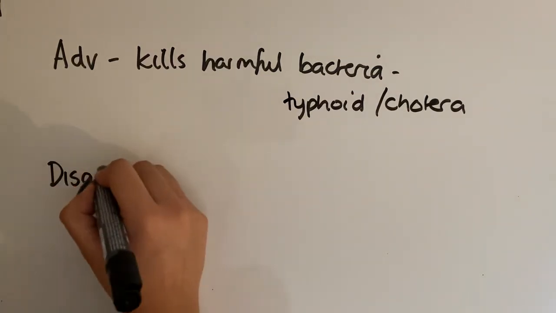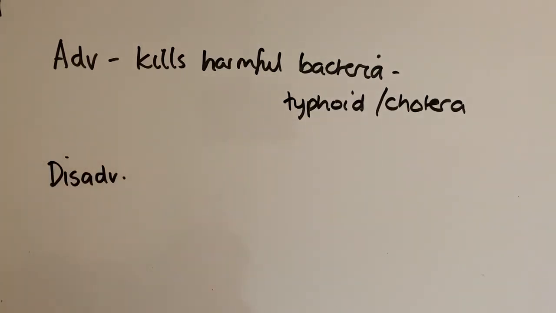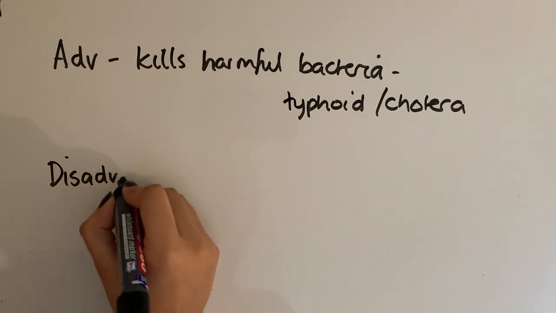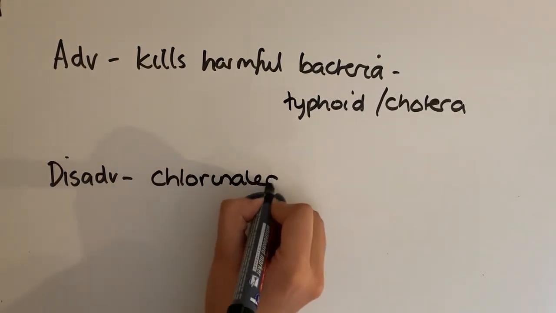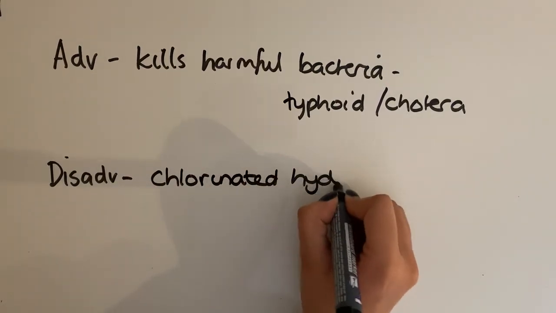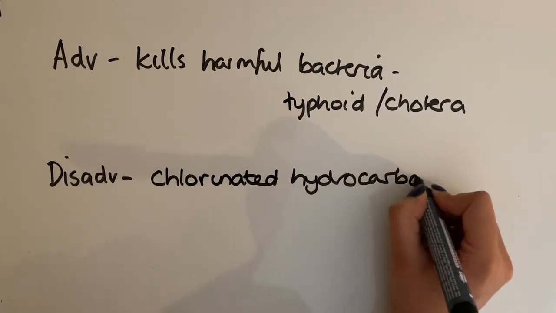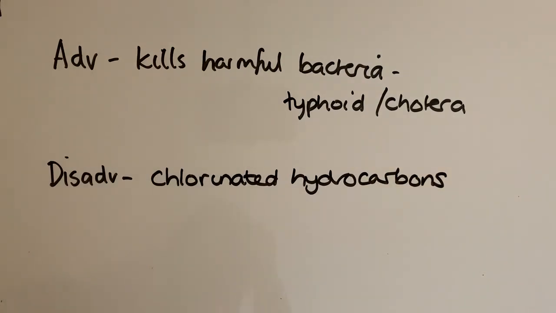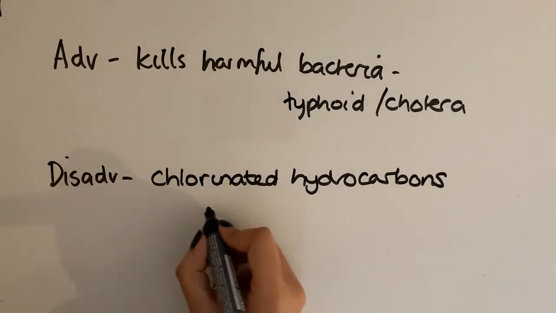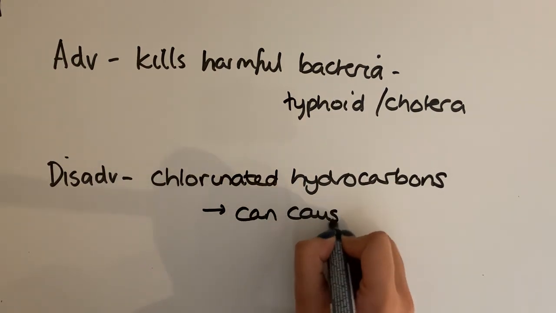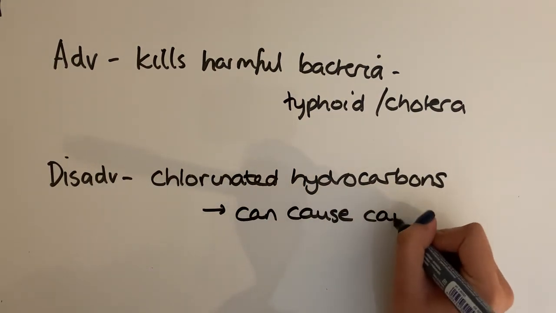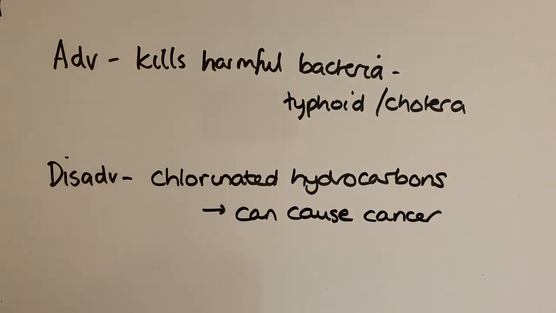In terms of the disadvantages, when we add chlorine to water, if there are any hydrocarbons present in the water, it can form chlorinated hydrocarbons. So they can have a reaction with the hydrocarbons and form chlorinated hydrocarbons, and these are suspected of causing cancer. Okay, so this is a disadvantage of adding chlorine to water.